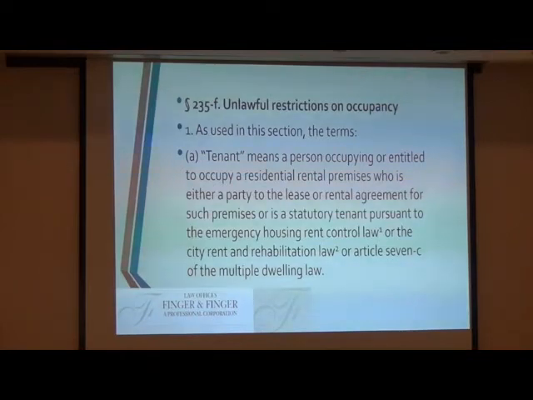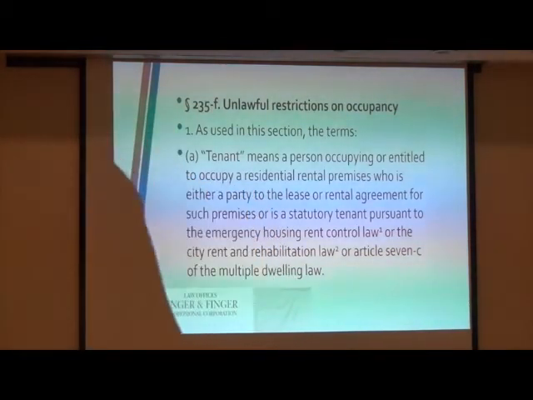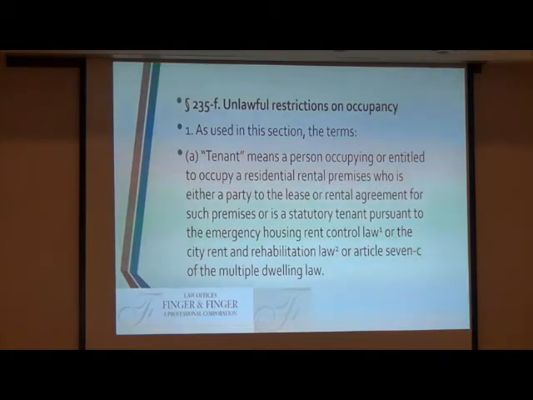And I will say, let me back up one second. I know we have, is anybody here from the condo side of things? Okay. No, all co-ops, right? Which is good because it doesn't have a whole lot of impact directly on condos. But basically, this is your definition of tenant. It's going to cover, and the cases say that it does cover, tenants in cooperatives. So basically, anybody who's occupying a rental premises and is a party to the lease or rental agreement, or is a statutory tenant, not an issue for us, but it means that if you're there under the rent stabilization law, it's still going to cover you. Next slide, please.